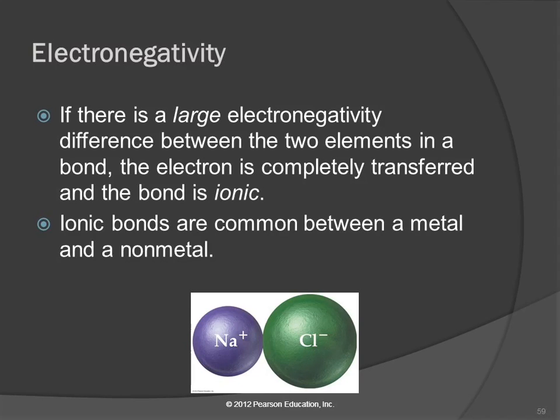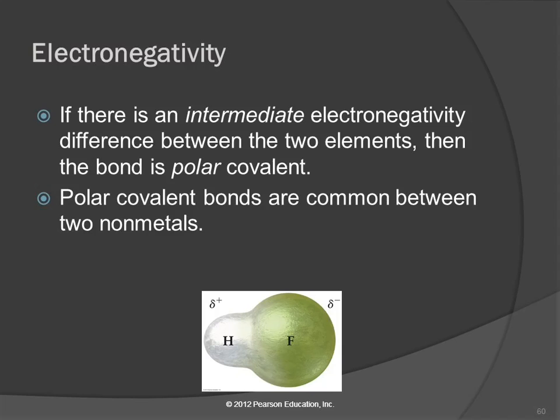If there's a very large electronegativity difference, then the electron gets completely transferred and the bond is ionic. And this happens between metals and nonmetals. That's something we've already learned. If you have a metal and a nonmetal, you're going to have an ionic compound. So we can remember that even without looking at electronegativity differences. But this happens because the difference in electronegativities is especially large, and so that forms an ion.